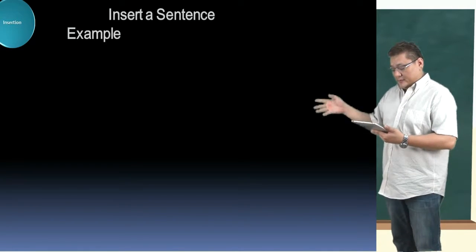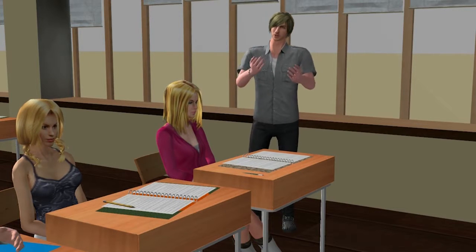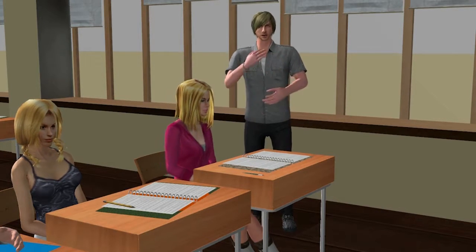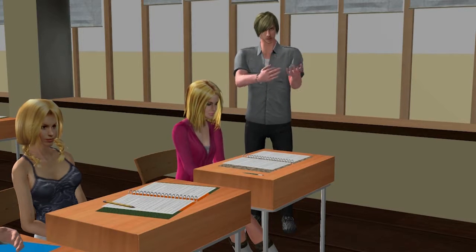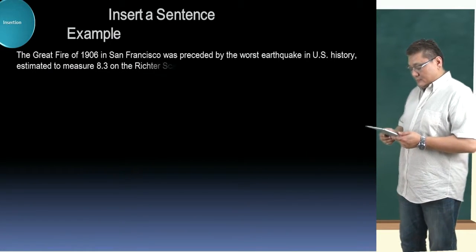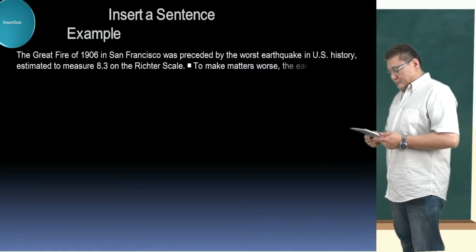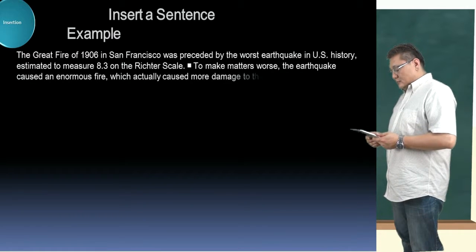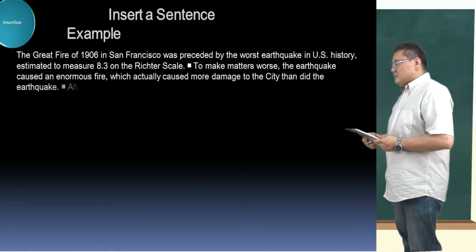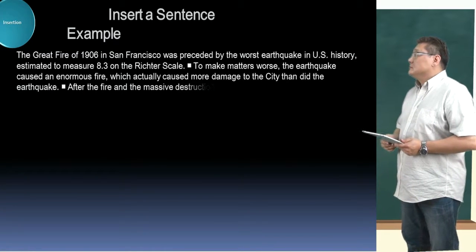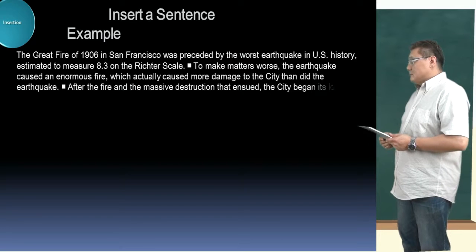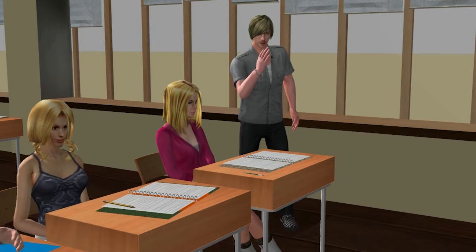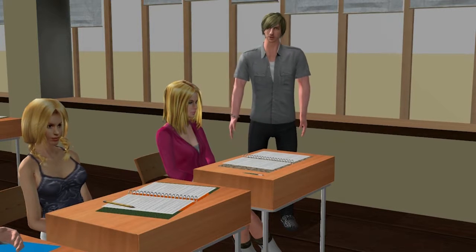Ready, Ken? Go ahead. The Great Fire of 1906 in San Francisco was preceded by the worst earthquake in U.S. history, estimated to measure 8.3 on the Richter scale. To make matters worse, the earthquake caused an enormous fire, which actually caused more damage to the city than did the earthquake. After the fire and the massive destruction that ensued, the city began its long and slow rebuilding process.